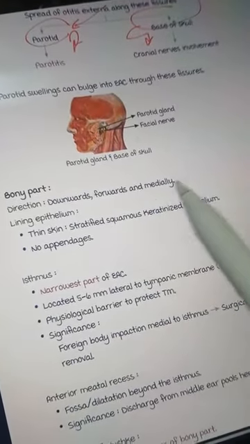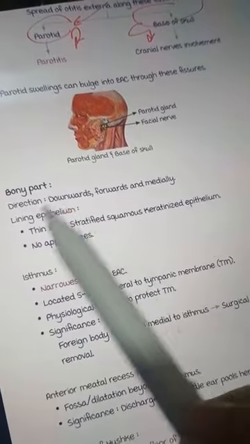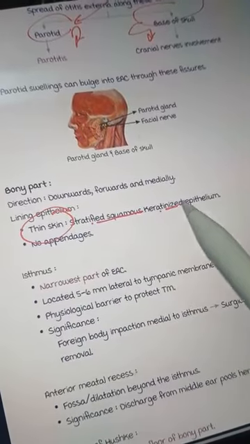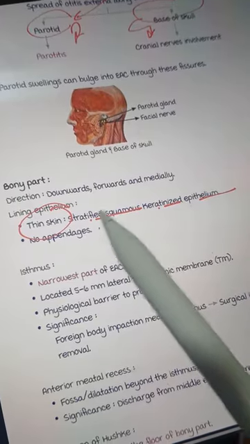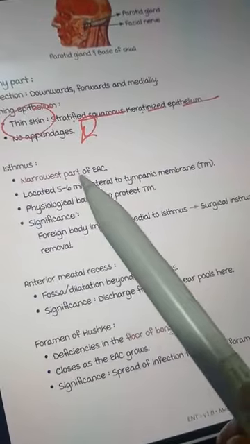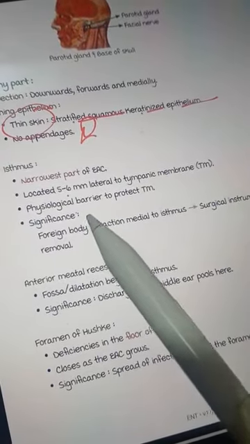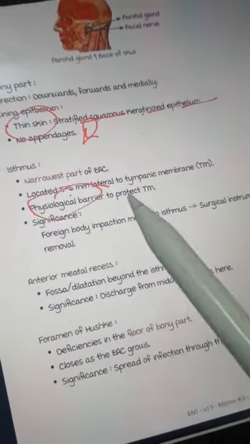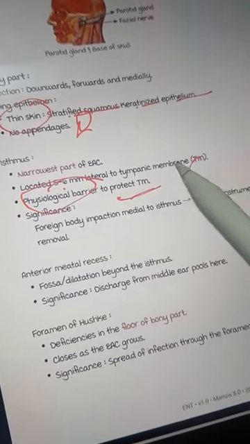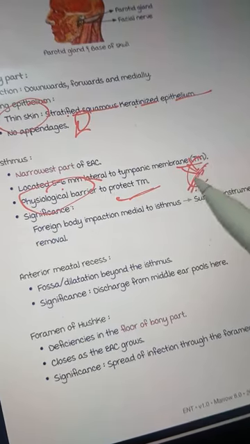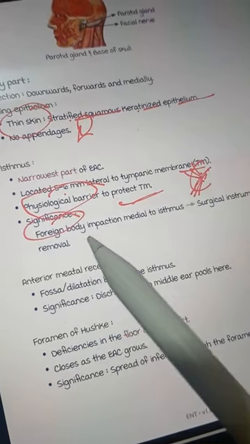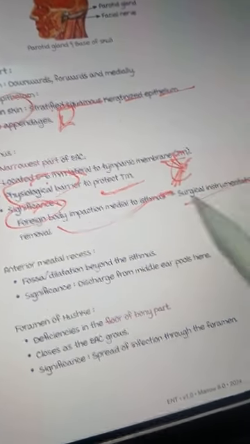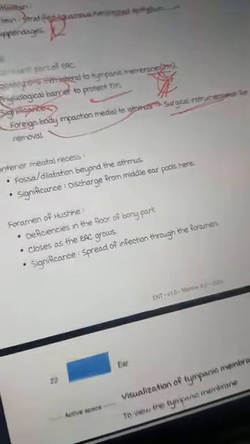Next is the bony part. The bony part is directed downward, forward and medially, and the lining epithelium is thin skin, stratified squamous keratinized epithelium, and there are no appendages in the bony part. The isthmus is the narrowest part. It provides a functional physiological barrier to protect the umbrella-like tympanic membrane, and its significance is foreign body impaction. Surgical instrumentation is necessary for its removal.